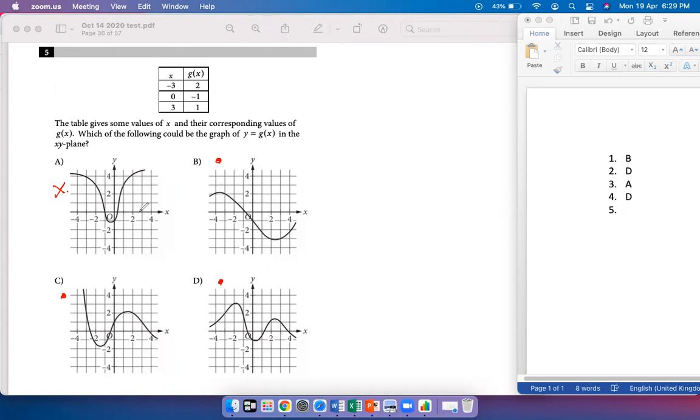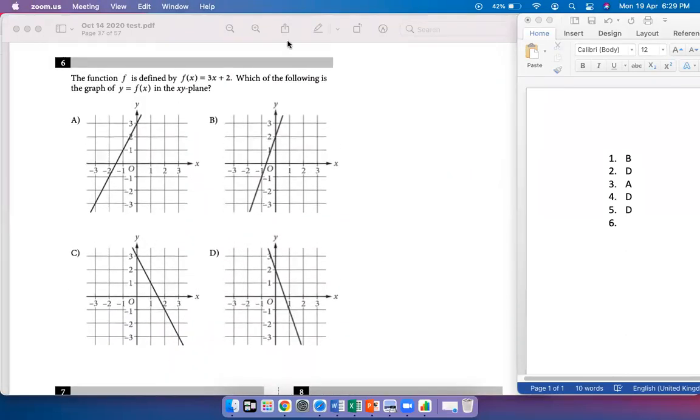At 0, it's negative 1. 0 and negative 1, this is possible. 0, negative 1, this is not possible. 0, negative 1, this is also possible. And then at 3, positive 1. At 3, positive 1, so this is not possible. At 3, positive 1. So my right answer is option D. Okay, let's move on.